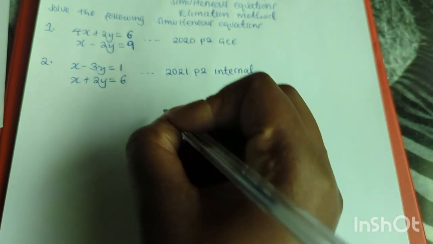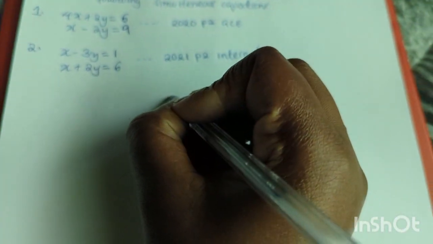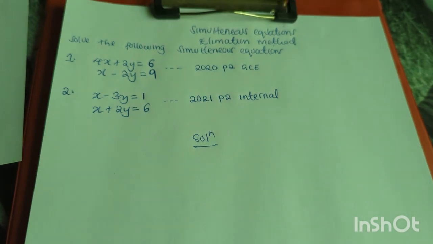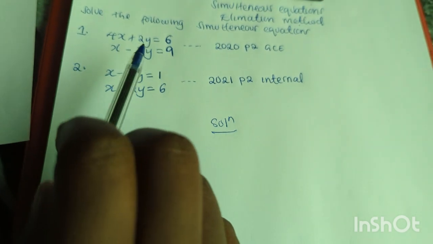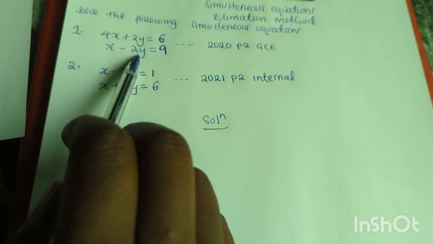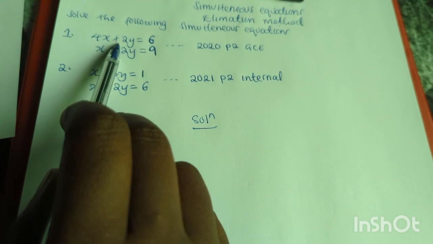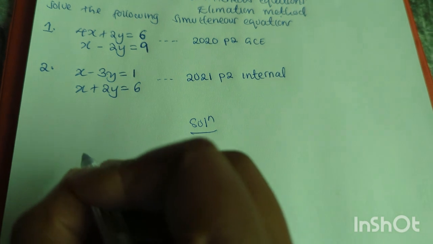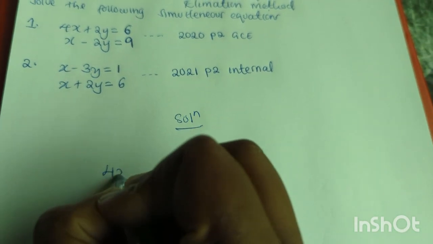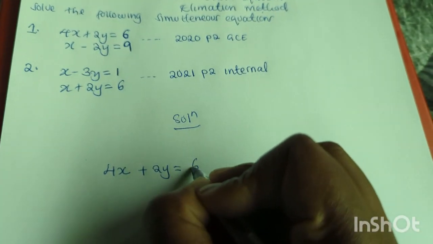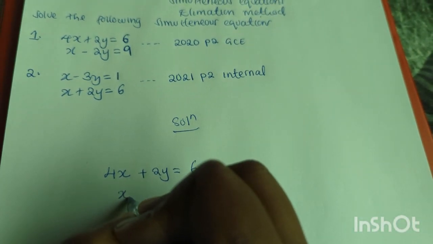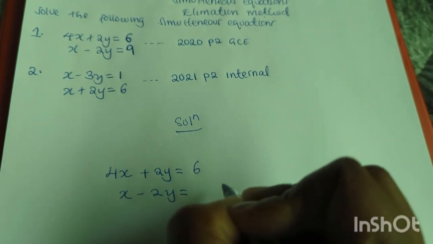So let's solve these two questions we have here. We'll start with the one from 2020. We're eliminating y because it has the same coefficient. But the first coefficient is positive and the next one is negative, so different signs, we add. That's what we said. So I'm writing the equation 4x plus 2y is equal to 6. And then the second equation is x minus 2y equals 9.